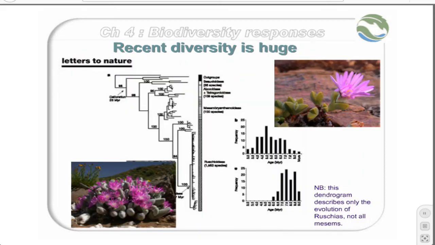This slide shows a cladogram extracted from the paper in the previous slide, revealing rapid speciation, which has probably occurred in the last 2 or 3 million years, in one particular group represented by the slides of the plant species on the left-hand side.